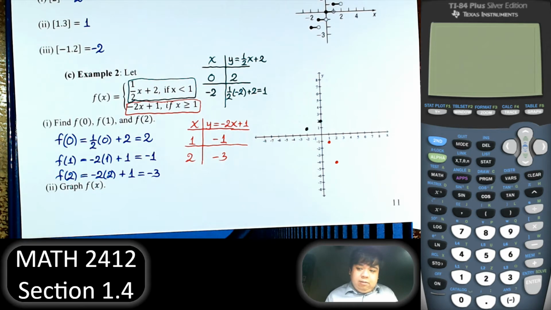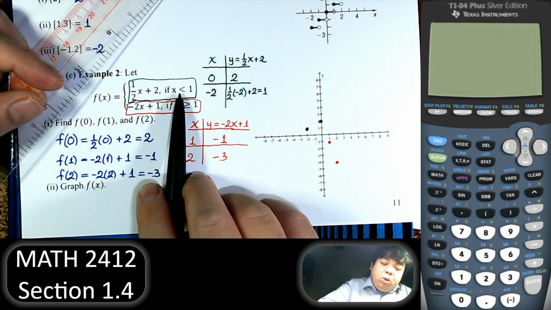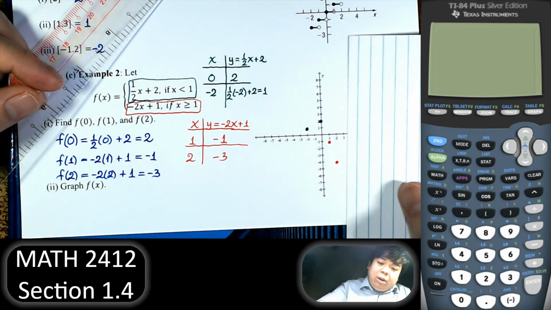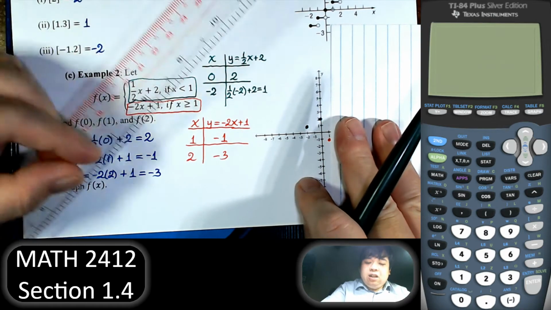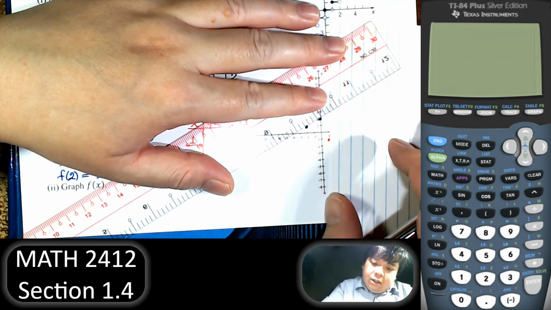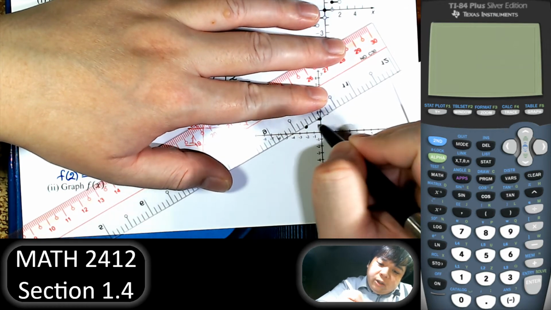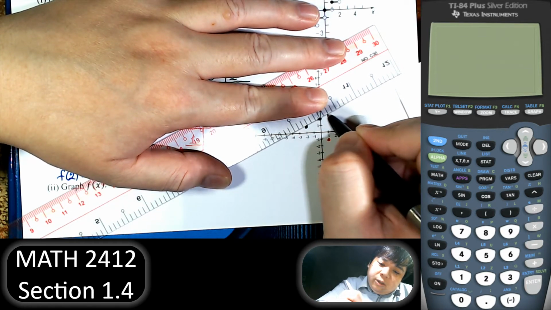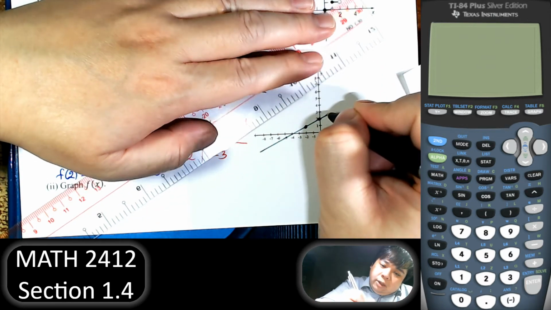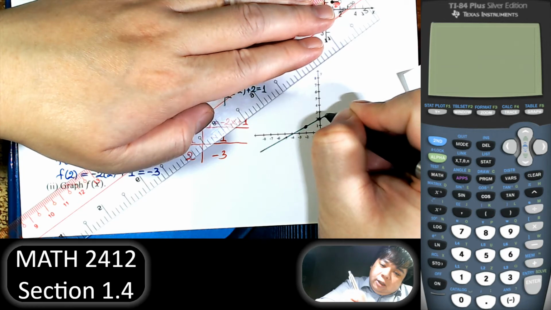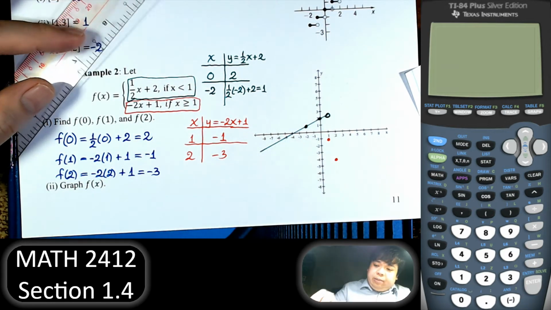Right. Now the graph. Notice that this function only goes up to x equal to 1, but not including it, so the graph will not pass that. So it will only go up to this point. And it's not equal to, so I put an empty circle there.